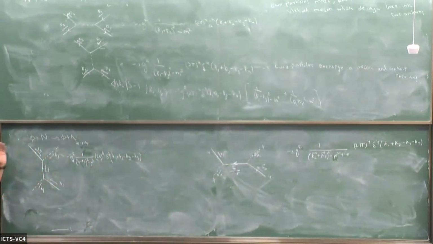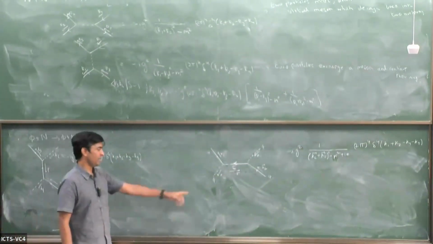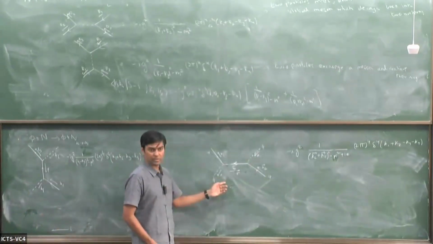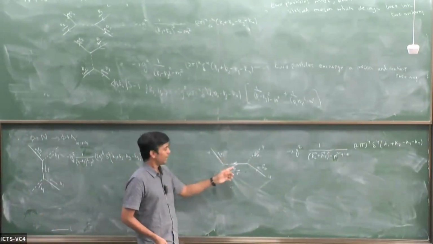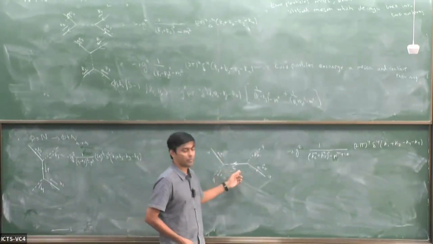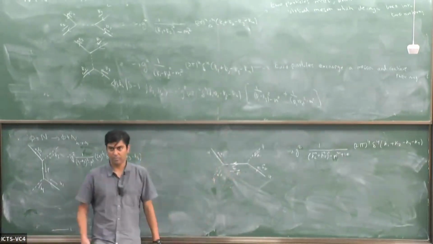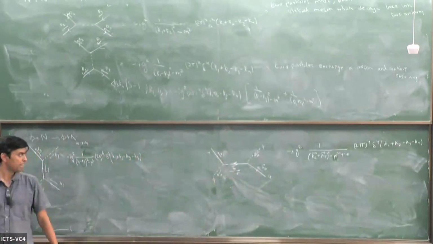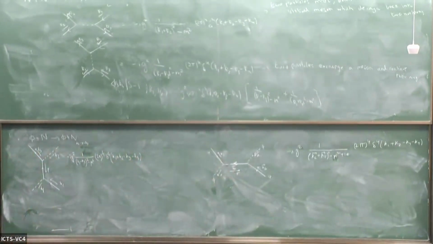K3 is the momentum of the outgoing nucleon, which was fixed in this diagram, and K4 is the momentum of the outgoing meson, and it's not the same to interchange them. So these two diagrams are not labeled consistently. This should have been K4, this should have been K3. It doesn't change this value because this is going to be K2 plus K1 anyway, which is the same as K3 plus K4.